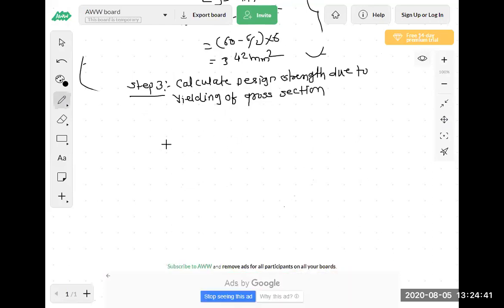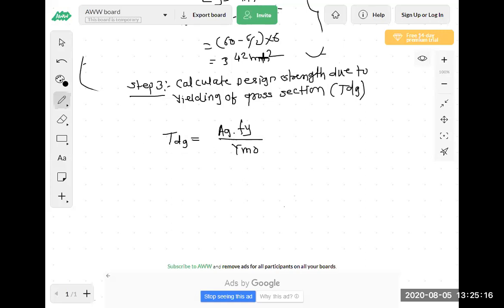If my voice is breaking, please stop me, anyone, then I will repeat. So design strength due to yielding of gross section is nothing but the TDG. The formula for TDG for yielding is AG into Fy divided by gamma m naught, that we have seen in the design strength. So this is the first design strength.